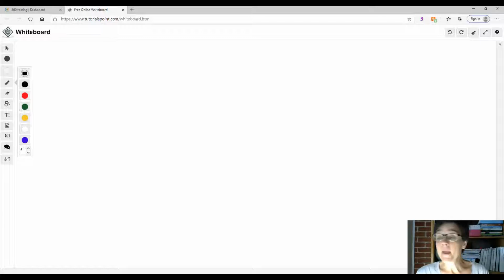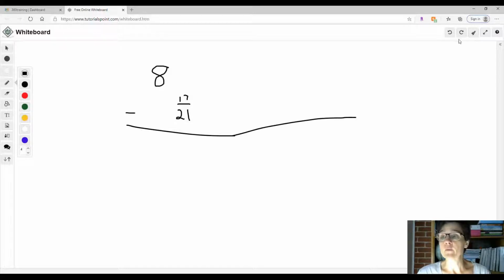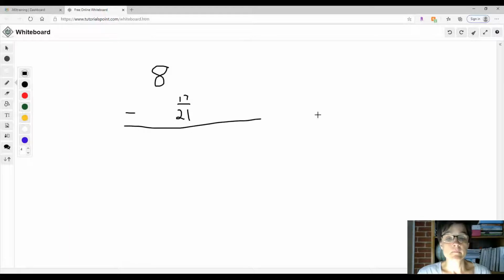Now, I'm going to help you with number 4, because I know you'll miss it. 8, whole number 8, minus 17 over 21. Now, you know we have to have common denominators when we subtract. That's not much better. Got to have common denominators, but before we get common denominators, we got to get a fraction. You remember how to get a fraction.